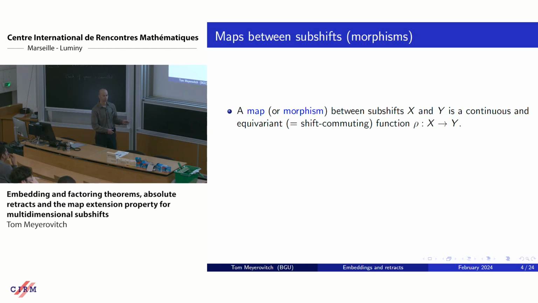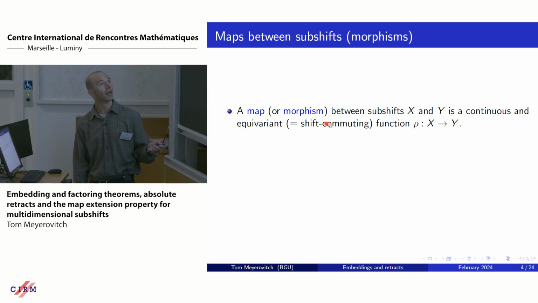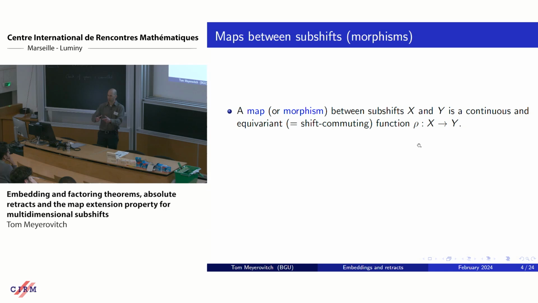By the Curtis-Hedlund-Lyndon theorem, a map is actually something given by a finite piece of data. You're given a window, and to define an equivariant map from one subshift to another, you just need to know, given a configuration in a finite window, what the value at the identity will be, and then you slide it around. So these are finite objects.